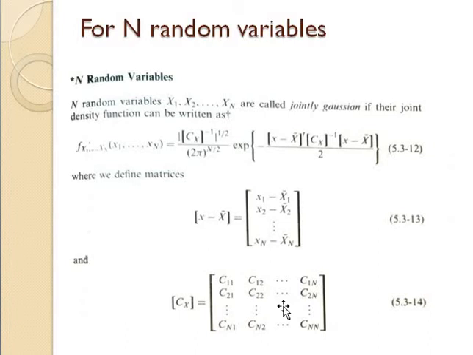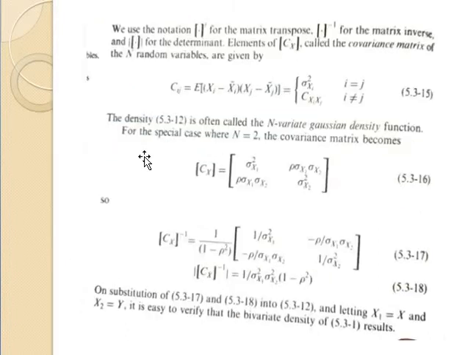and C of x is also a matrix, where Cx is the covariance matrix. We use these notations: the bracket with T for the matrix transpose, the bracket with minus 1 for the matrix inverse, and the determinant symbol for determinants.